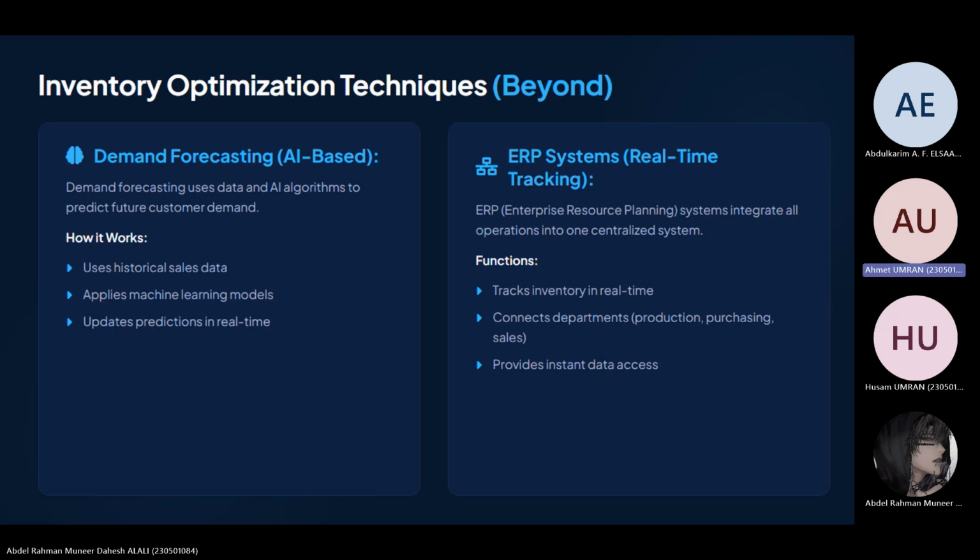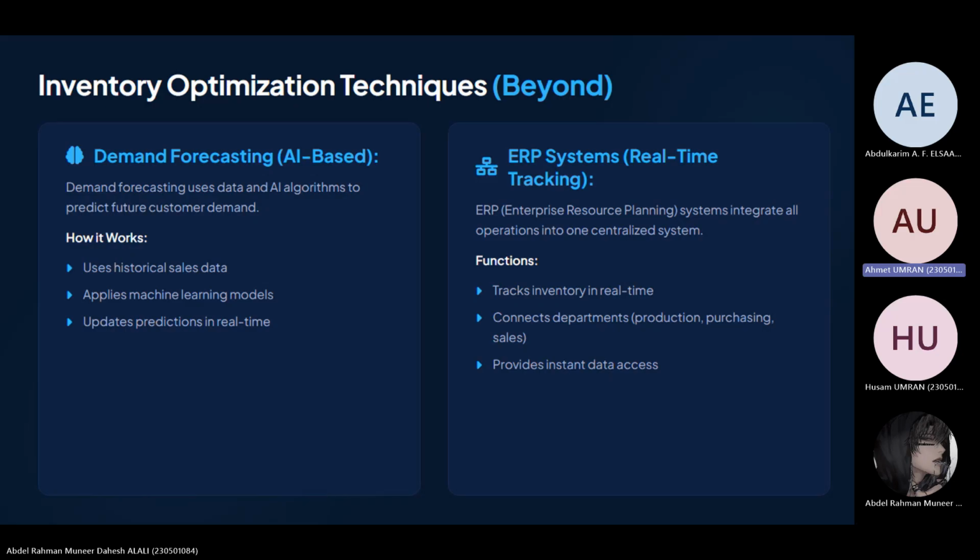Another advanced tool is ERP systems, which stands for Enterprise Resource Planning. These systems integrate all business processes into one centralized platform. For example, they connect production, sales, and purchasing departments. ERP systems allow companies to track inventory in real time and access accurate data quickly. This improves decision making and coordination across the company.